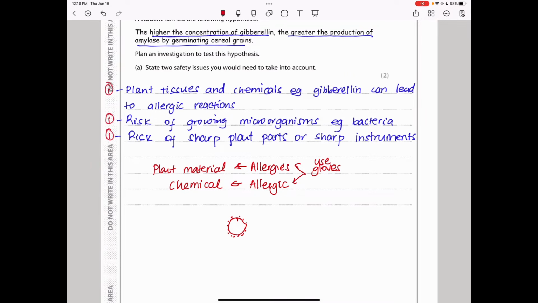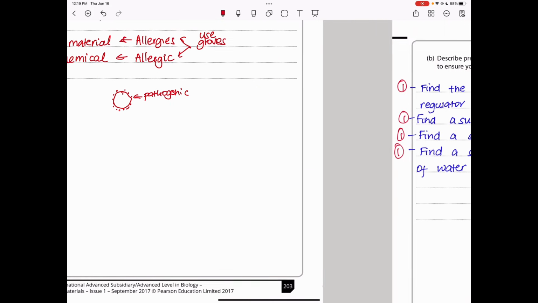Those microorganisms on the surface of the seeds are going to have the opportunity to grow, and when they grow, they could increase in number, and if they are pathogenic, it means they can be disease-causing to humans, and therefore not good. So you have to watch out for growing microorganisms like bacteria as well as fungi. Another thing you have to make sure is to prevent the risk of sharp parts of the plant from hurting you, as well as the sharp instruments that you might use from hurting your body. So I will go to the next part.